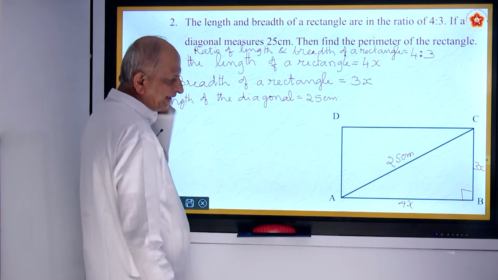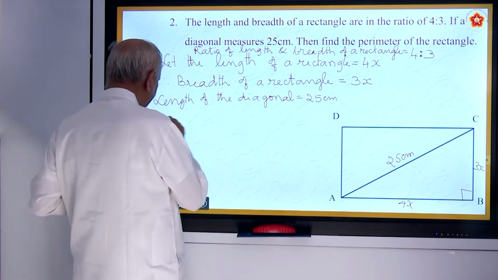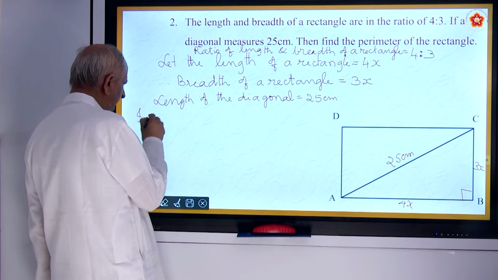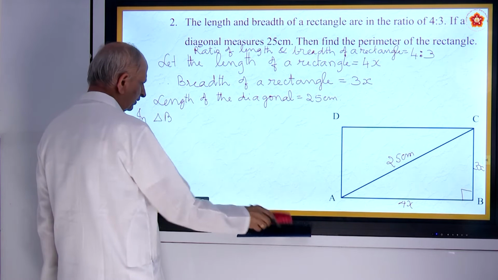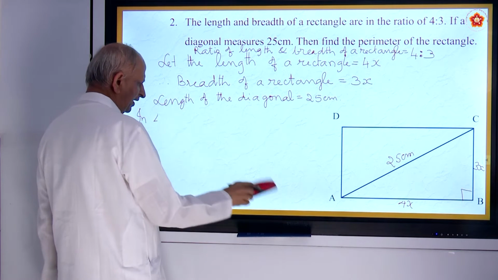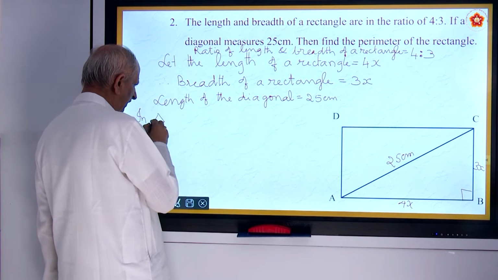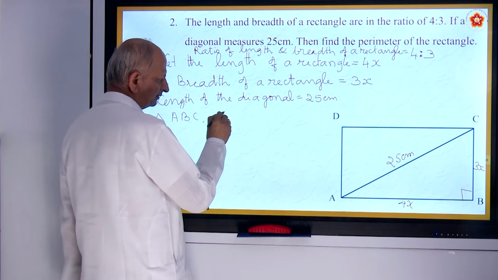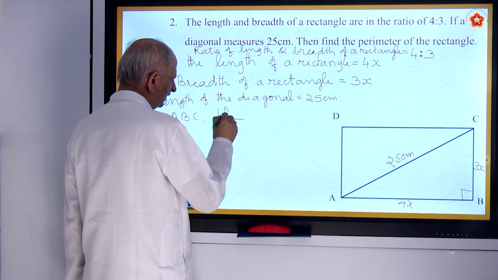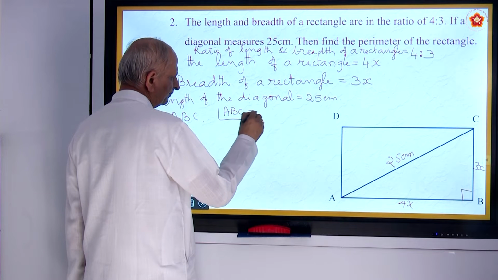So what kind of triangle is ABC? In triangle ABC, ABC is a what kind of triangle? Right angle triangle, correct? So which is the right angle there? Angle ABC is equal to 90 degrees.